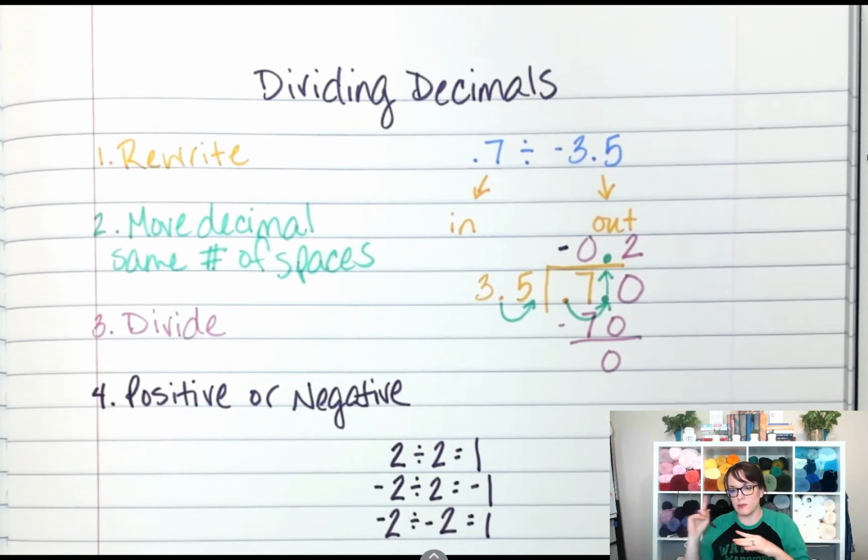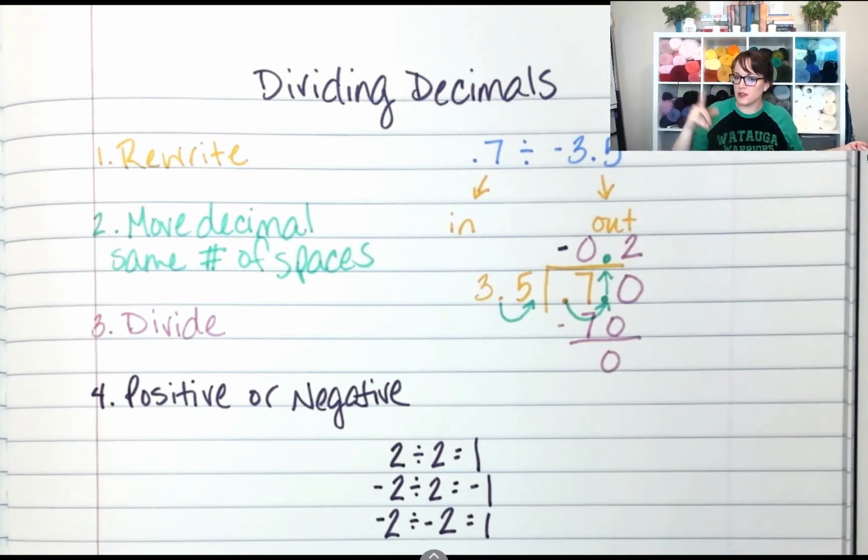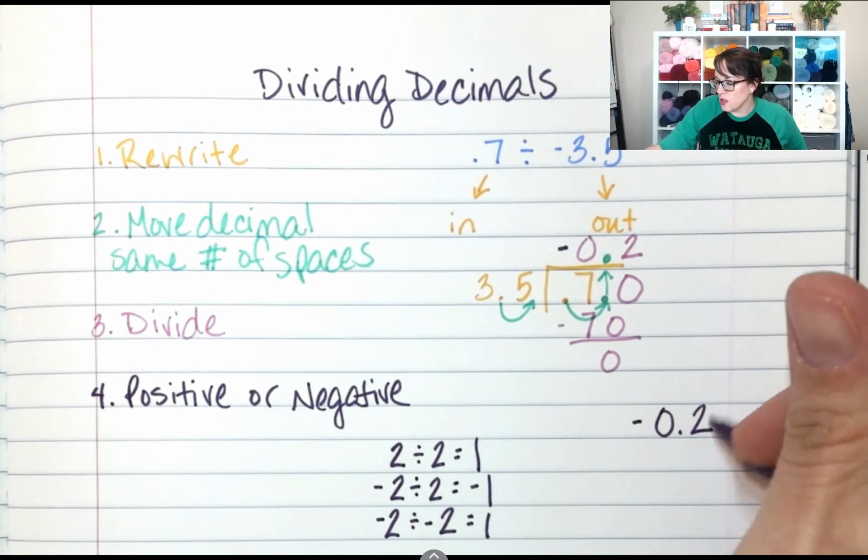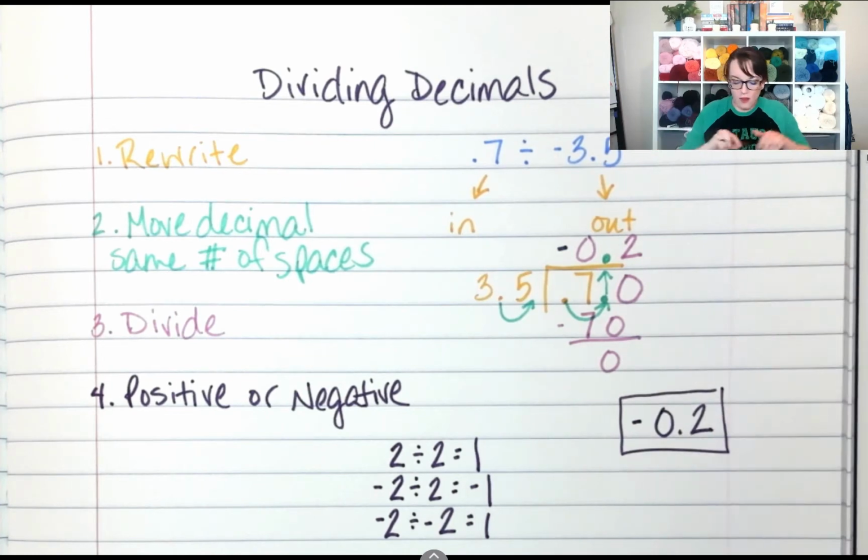2 divided by 2 is positive 1. So then the opposite of that would be the opposite of 1. So then the opposite of that would be the opposite of that. So it jumps back and forth. So this one is negative 0.2. All right, let's try another example.